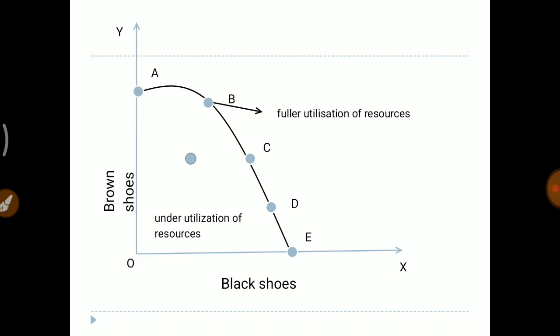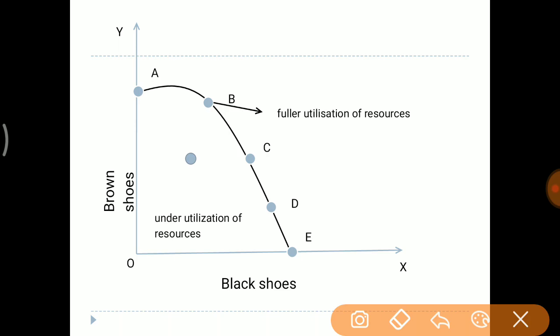See the point B here. Point B shows the fuller utilization of resources, and this is also the potential level, the maximum level which can be achieved. A, B, C, D, E are all the points which are showing the potential level. It means if the point is lying on the PPC, it is the potential of the PPC, and I will consider this as the fuller utilization of resources.